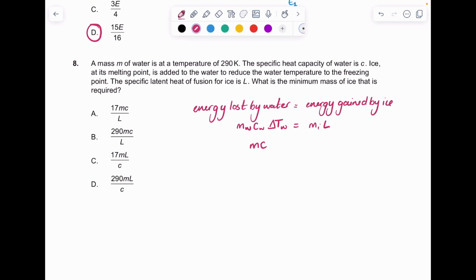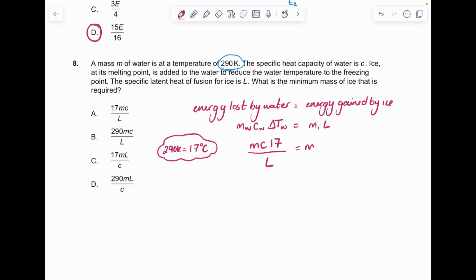Now this is where we need to be careful because we are given the temperature of the water in Kelvin, not degrees C. So the change in temperature is not 290. That would take it down to 0 Kelvin, which is absolute zero, which is not what we're trying to do. We're just trying to get it down to 0 degrees C. So 290 Kelvin is 17 degrees C. So the change in temperature of the water is just 17 degrees, either Kelvin or degrees Celsius. Delta T is 17. We're dividing that by L, and that is equal to the mass of the ice. So the answer is A.